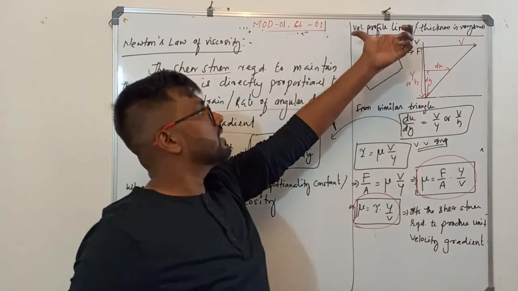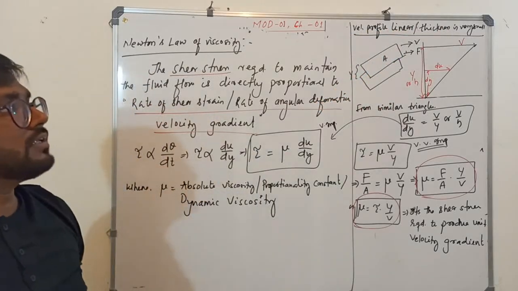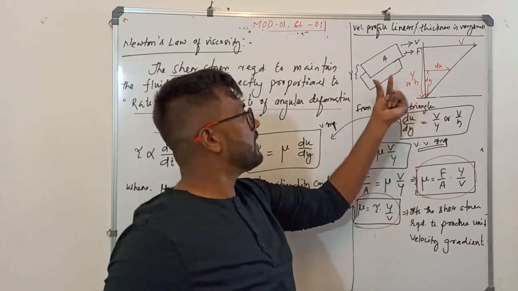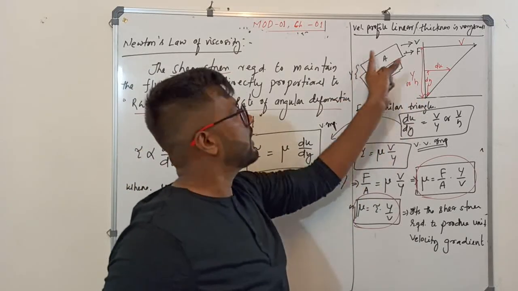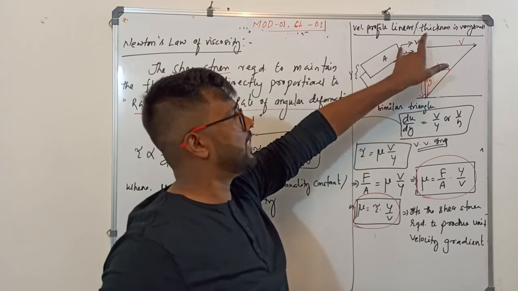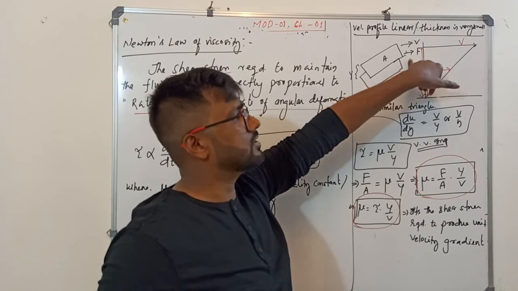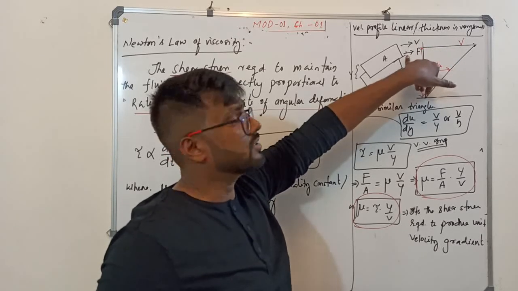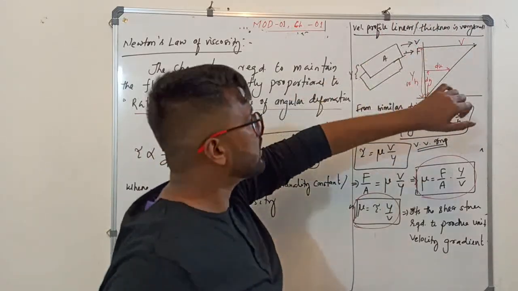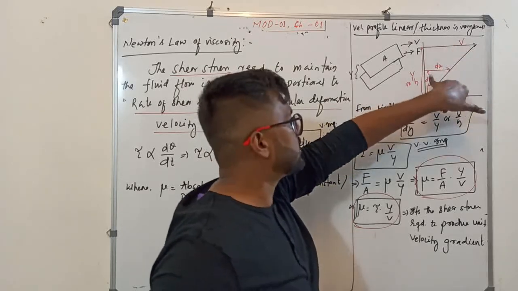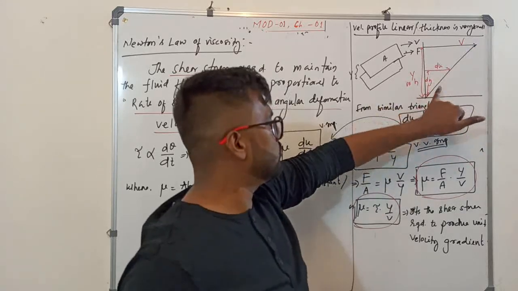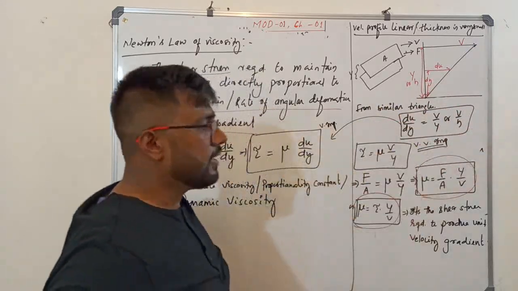Then we took a case: the velocity profile when the thickness is very small. There are two plates separated by a distance y, and the cross sectional area of the plates is A. The upper plate is moving at a velocity v, and the force required to maintain the velocity is F. The distance between them is very small, so only then do I get a linear velocity profile. Let us take at some distance dy the velocity be du. From similar triangles, du by dy equals v by y, or v by h.